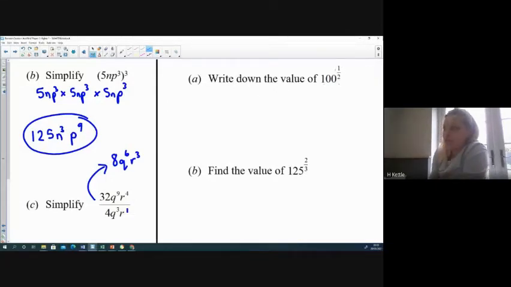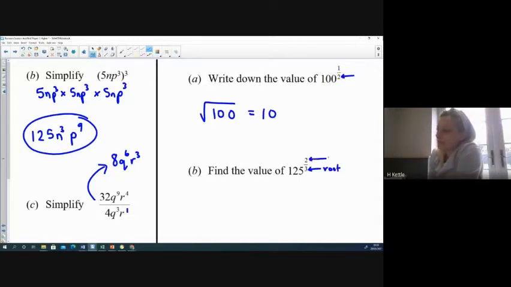Anything to the power of a half, we square root it. So this is essentially saying the square root of 100, which is 10. And for part B, we've got 2/3. Now, the reason we square rooted here is because we root by the bottom number and do the power of the top number. So with this one, I'm going to do the cube root. And then the power is 2, so we're going to square it after. So the cube root of 125 is 5. And then we need to square it. So my final answer for that one is 25.